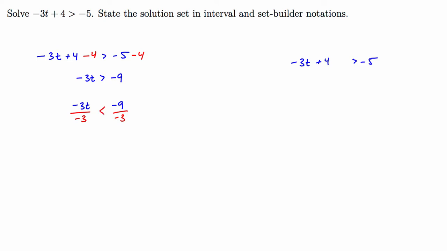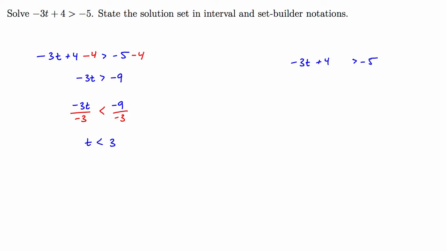So that greater than that had been between the negative 3t and negative 9 is now switched to a less than. And when we simplify each side of this inequality, on the left, negative 3t divided by negative 3 is t. Negative 9 divided by negative 3 is 3. The inequality is now going the opposite direction. We have now just solved this inequality for t, and know the t values have to be less than 3 to make that original inequality true.